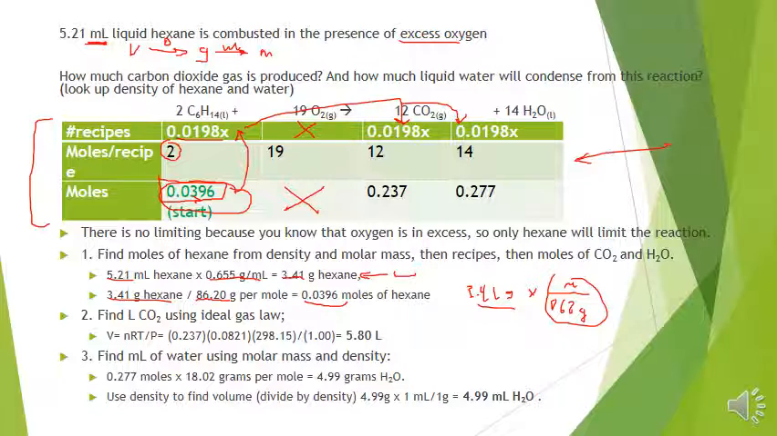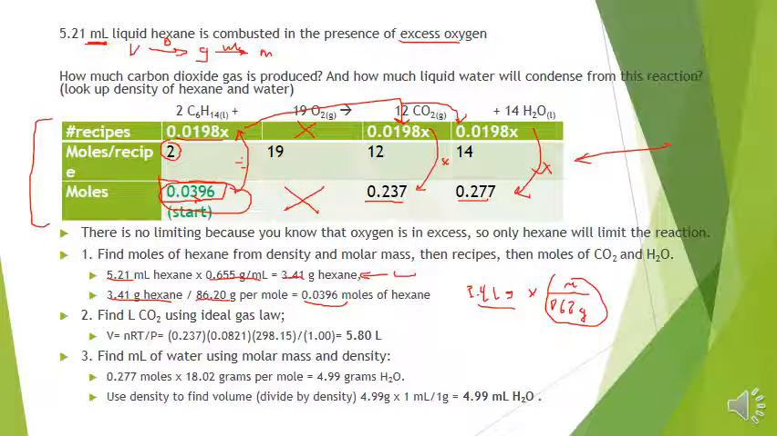Now what we're going to do is finish up this table, and then we'll use this information to figure out how many moles, and then how many grams and so forth. We just have to figure out the moles of carbon dioxide and moles of water. Every recipe makes 12, and you're going to do the recipe 0.0198 times, so you multiply. Going up you divide, and going down you multiply. This is how many moles of carbon dioxide, and this is how many moles of water.